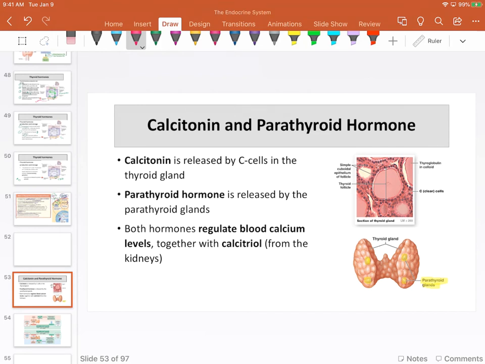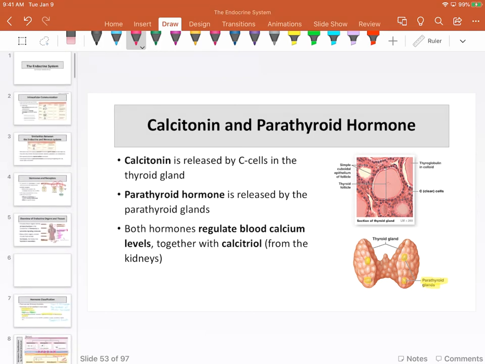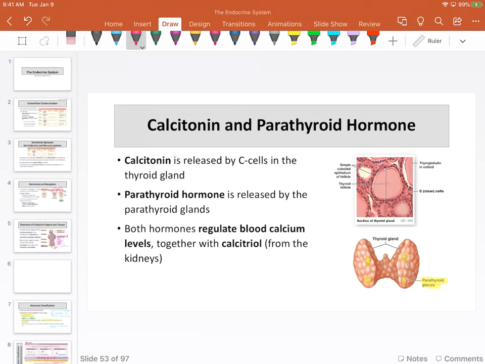And of course, especially if you consider the heart, if calcium levels in the blood are out of whack, that can actually cause some very serious arrhythmias, and can even stop the heart under certain circumstances. And so we carefully regulate how much calcium is in the blood. And here's how it works.